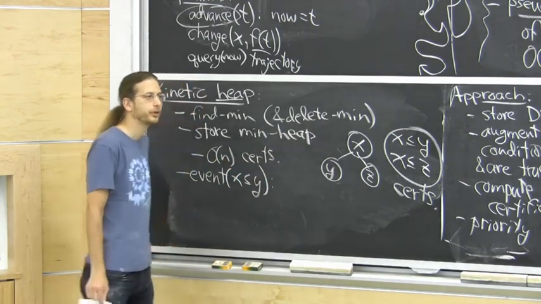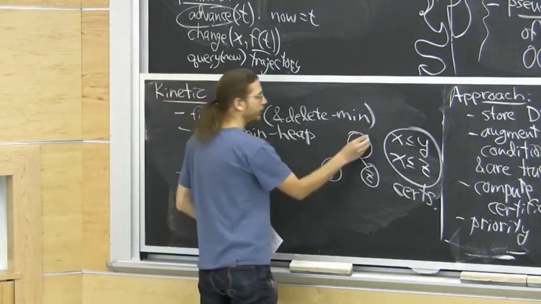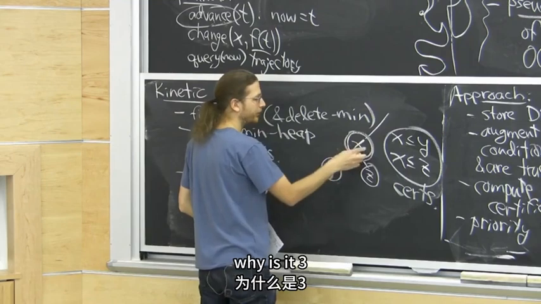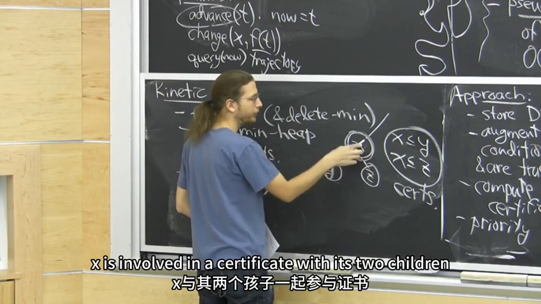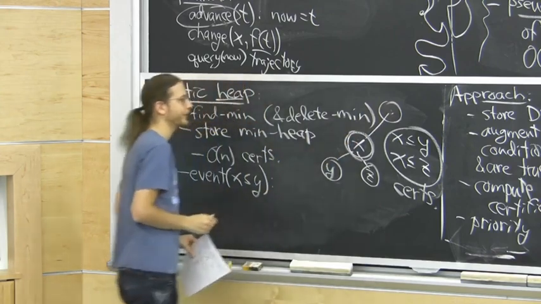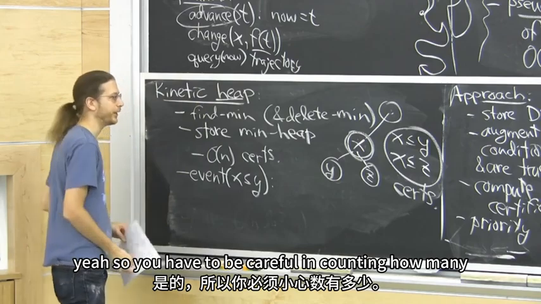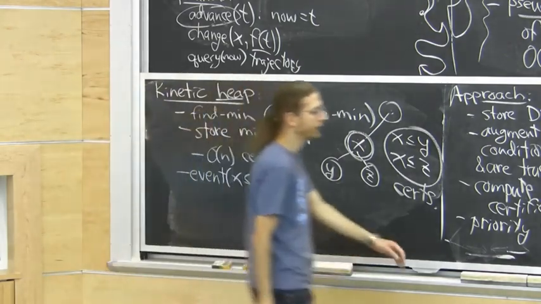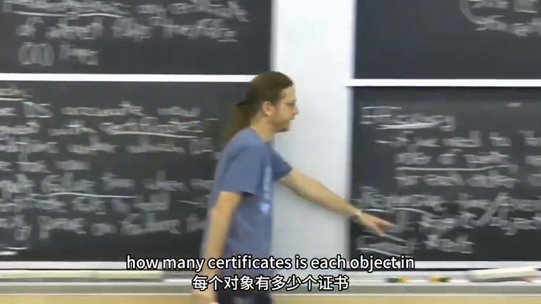Question? How is it 3? Because x is involved, why is it 3? X is involved in the certificate with its 2 children and with its parent. Its parent has a relation as well. Yeah, so you have to be careful in counting locality, how many certificates each object is in.